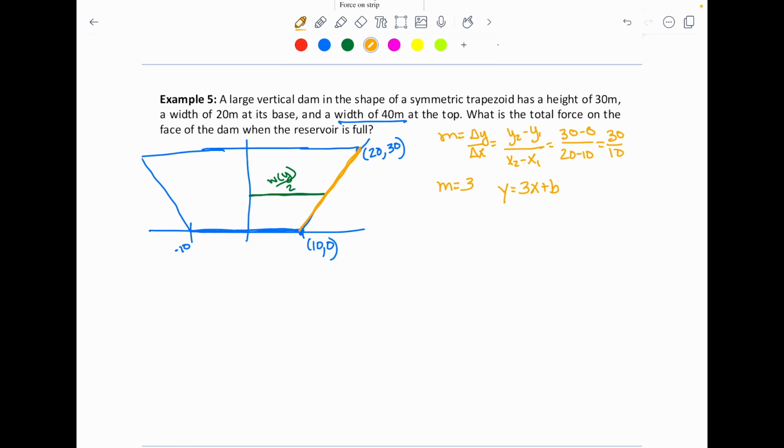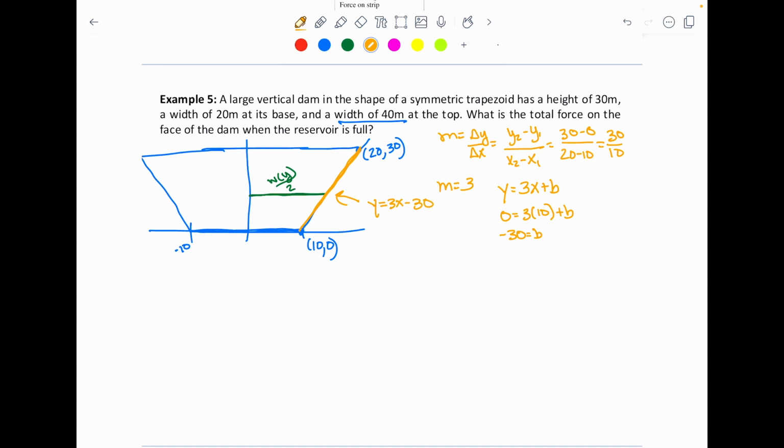If I use (10, 0), then I can go ahead and plug in. I have 0 for y, I have 10 for x, which means my b is negative 30. I now have an equation for this line, which is just 3x minus 30.